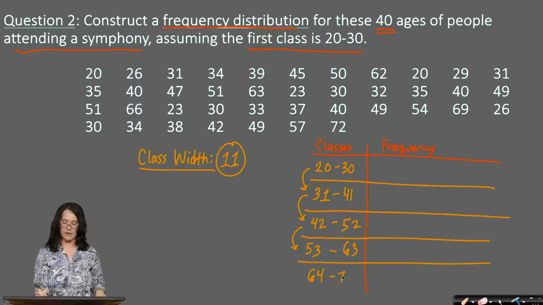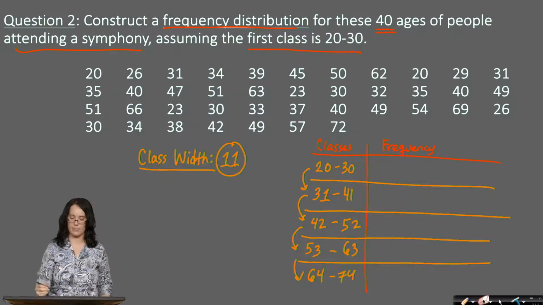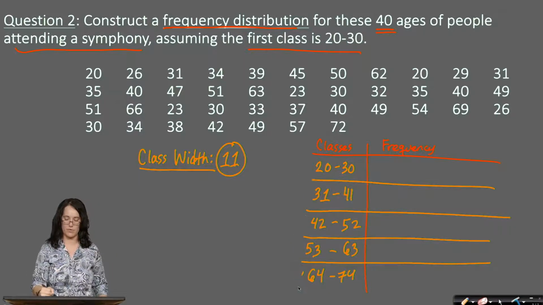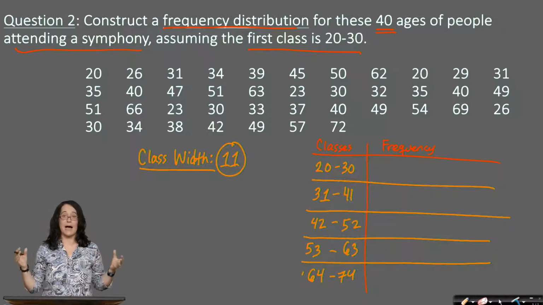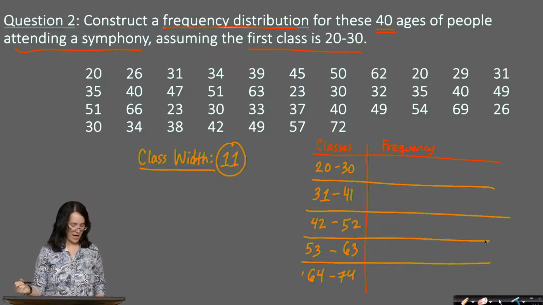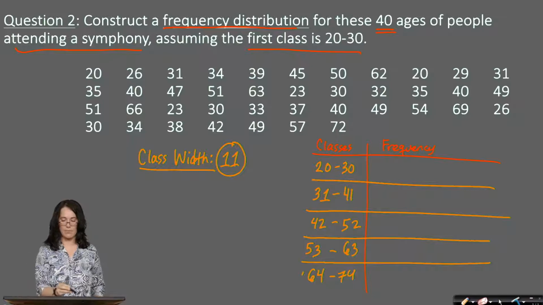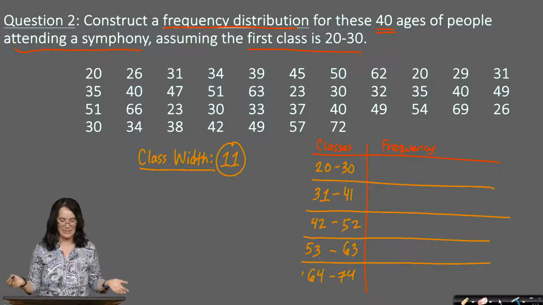Now I'm going to stop there. Can you figure out why I'm stopping there? Why did I stop there? Just move those arrows for a moment. Because I only have to include a class for the highest value that is present. So if you did a quick scan of all of the values here, what is your highest value that you see? Do you see anybody in the 70s? First of all, do you see anybody in the 80s? I don't see anybody in their 80s that went to the symphony.